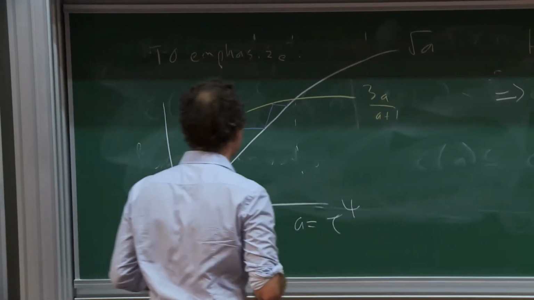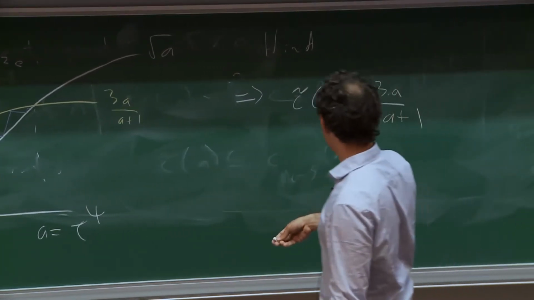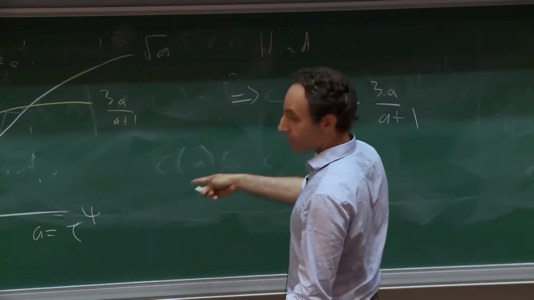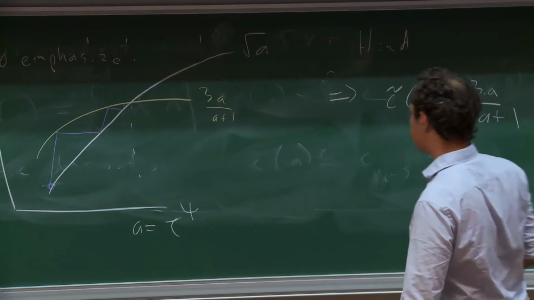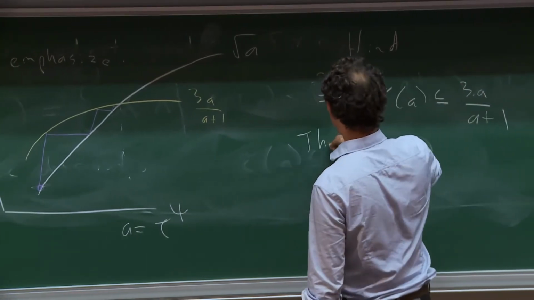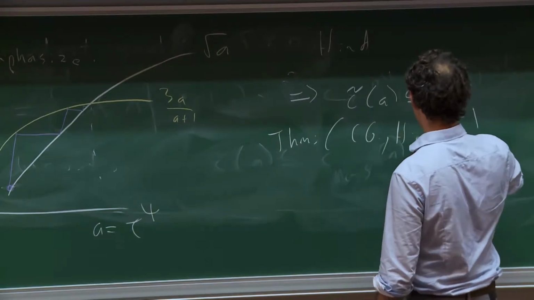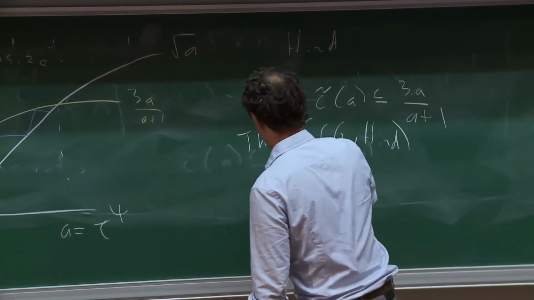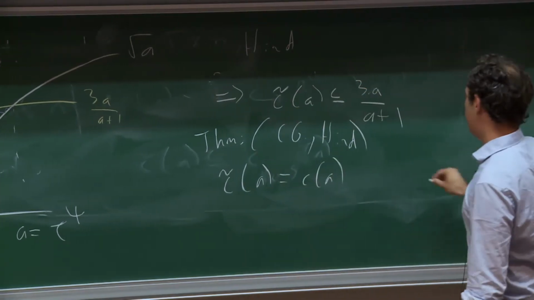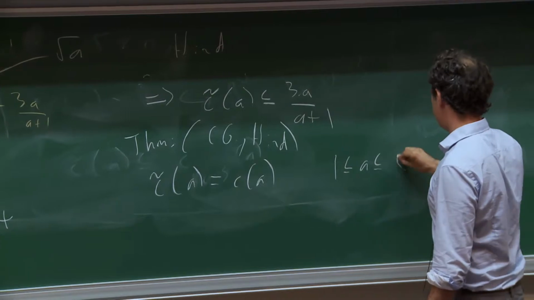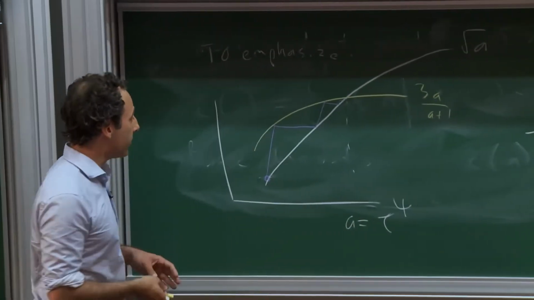Okay. So based on this, Hind conjectured in an earlier paper that C twiddle of A is actually equal to the McDuff-Schlenk function for a between 1 and tau to the fourth, and Richard and I proved that. So the theorem here, this is due to Richard and I, is that C twiddle of A equals C of A for a from 1 to tau to the fourth. So again, if you think geometrically in terms of what's going on, it's kind of a cool situation.